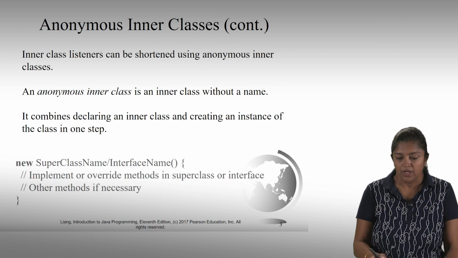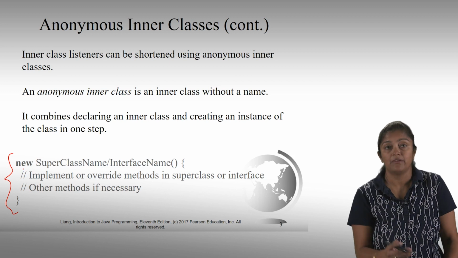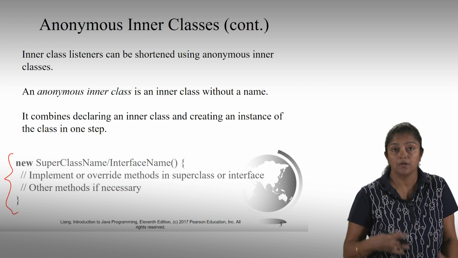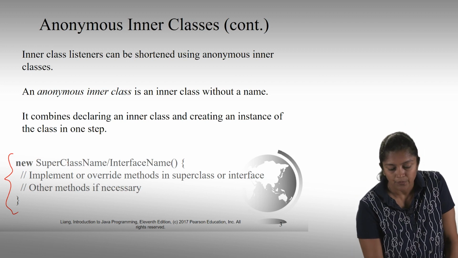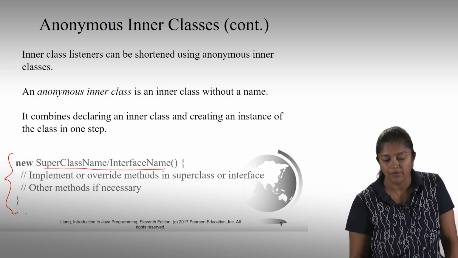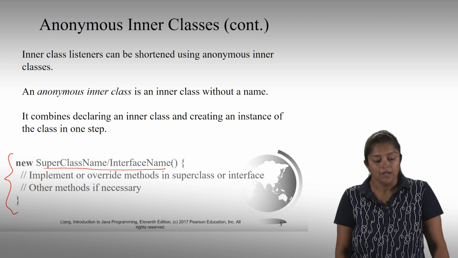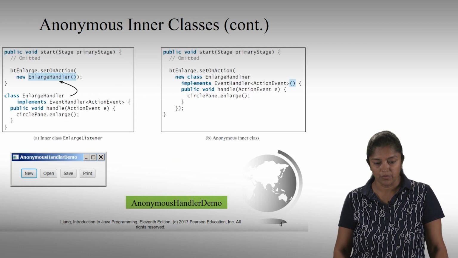So here's how the syntax looks. Inline, directly wherever the object is needed, you're going to create the object by saying new and provide either the superclass name or the interface name, and inside of it implement the methods, the abstract methods that are necessary. So that's how it works.